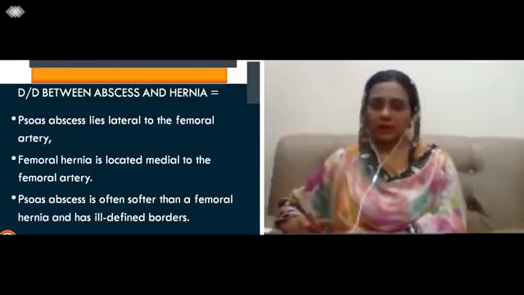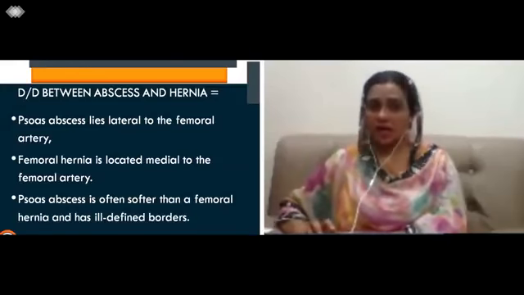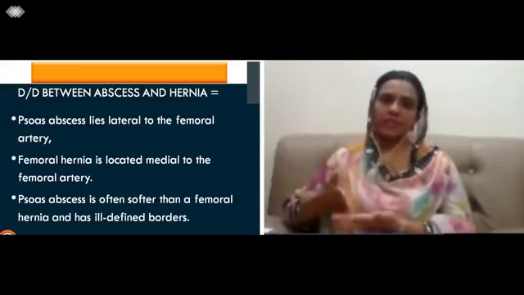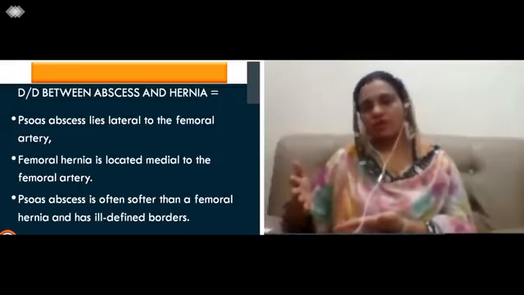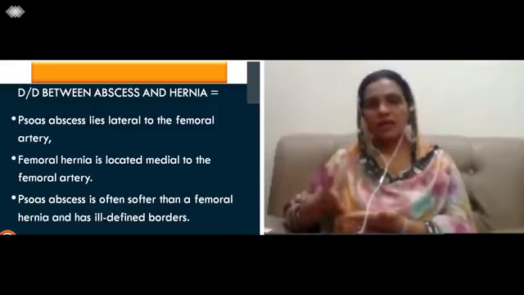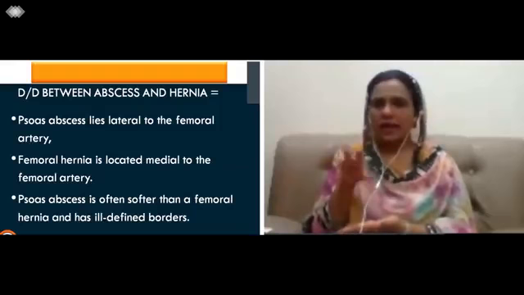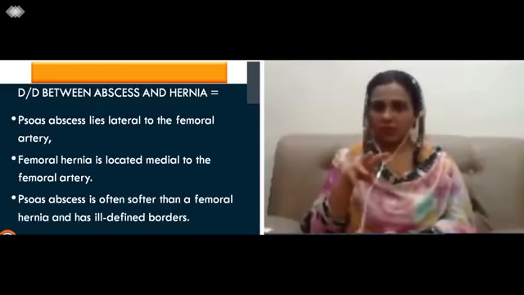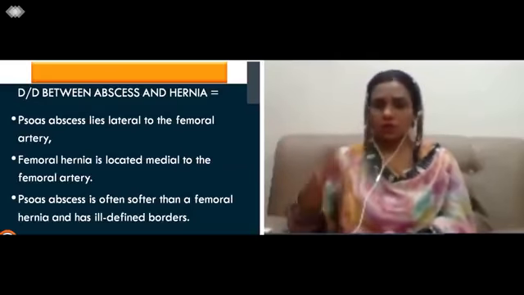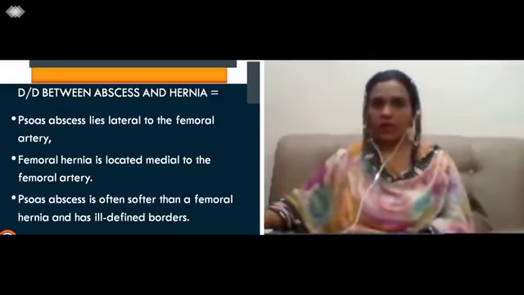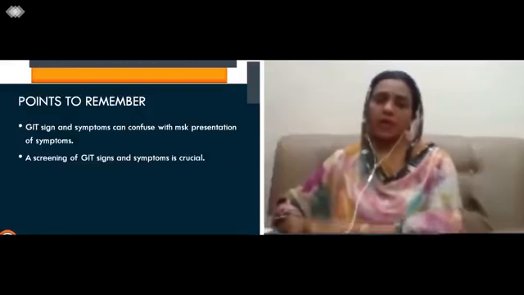Sometimes when you are palpating, there can be an abscess. On the other hand, there can be a hernia. To differentiate between these two: a psoas abscess usually lies lateral to the femoral artery, while a hernia lies medial to the femoral artery. A hernia is a bit harder and has very well-defined borders. On the other hand, a psoas abscess is softer and has ill-defined borders. So that's how you can differentiate between these two.